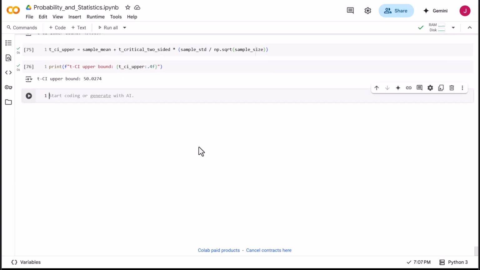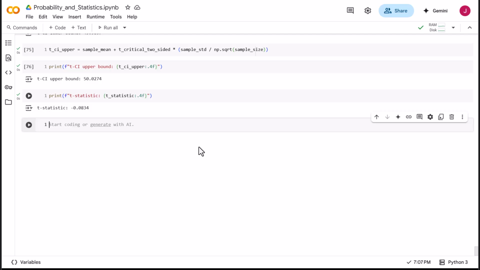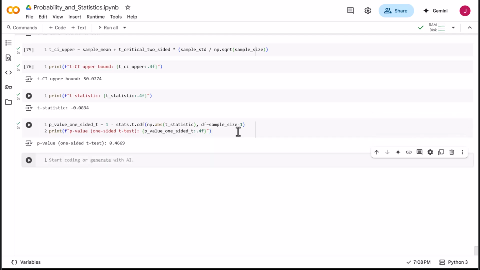Now I'm gonna apply one-sided t-test. It means the alternative is mu greater than mu zero, right? So print, then here the t statistic will be the same as two-sided, right? T statistic is minus 0.08, right? Now here we calculate the p-value for one-sided, right? So p-value for one-sided t is equal to 1 minus CDF of t statistic and degree of freedom sample size minus 1, right? Then we can print it as it is 0.4669.